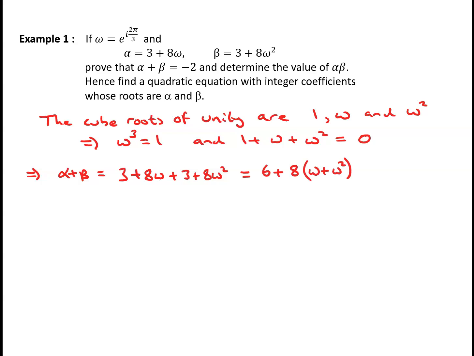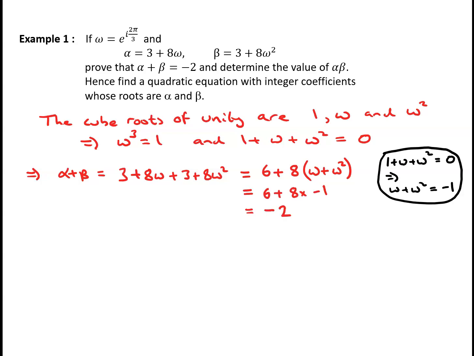Now, that means that alpha plus beta is 3 plus 8 omega plus 3 omega squared plus 8 omega squared, which we can rewrite as 6 plus 8 times omega plus omega squared. But I know that 1 plus omega plus omega squared is equal to 0. So that certainly tells me that omega plus omega squared is minus 1. So I can now say that alpha plus beta is 6 plus 8 times minus 1, which is indeed minus 2.